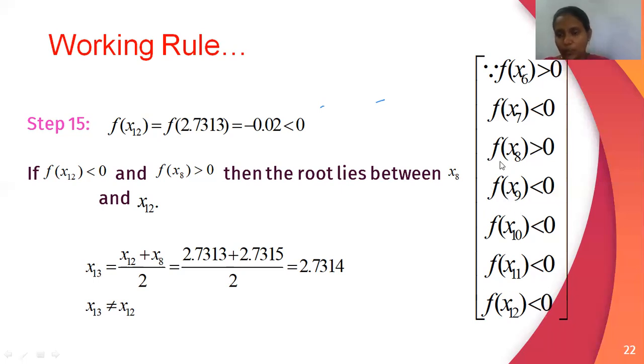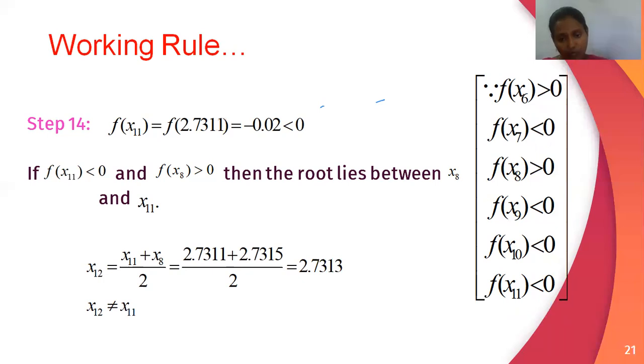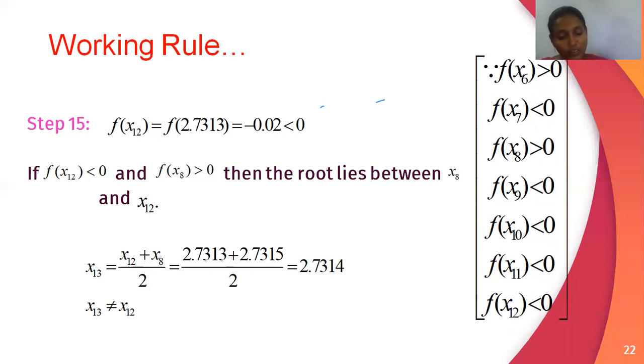Before this approximation, f of x8 is greater than 0, so it is positive, while f of x12 is negative. That means the root lies between x8 and x12. So now take the average of x8 and x12. We got the 13th approximation as 2.7314. What is the 12th approximation? 2.7313. Both are different, so find the next approximation value.